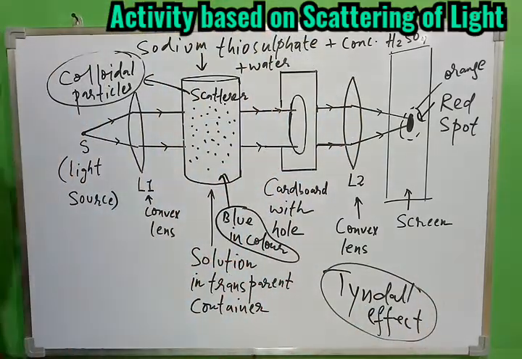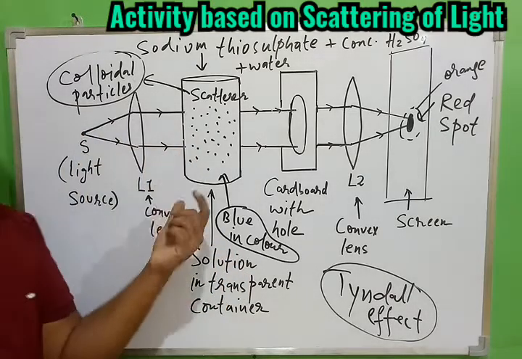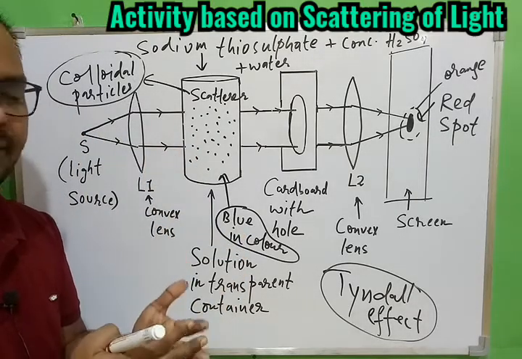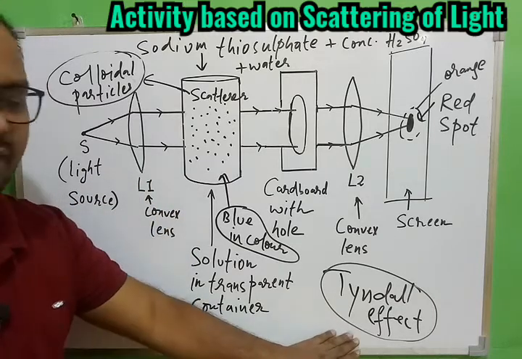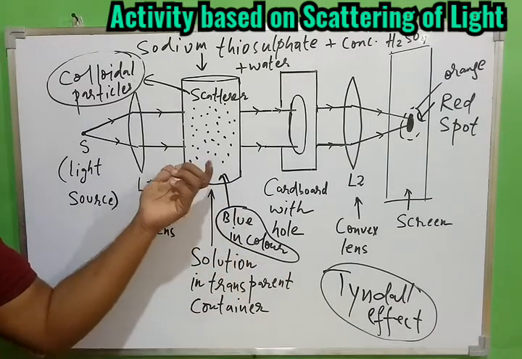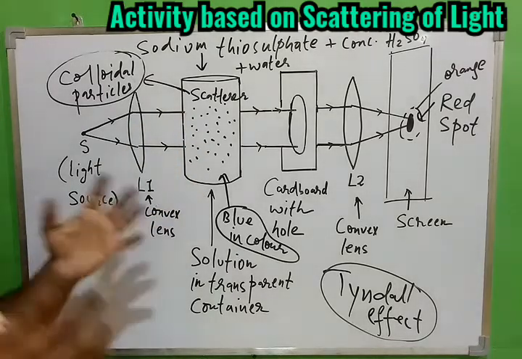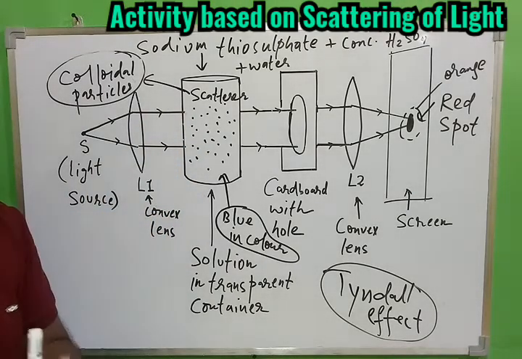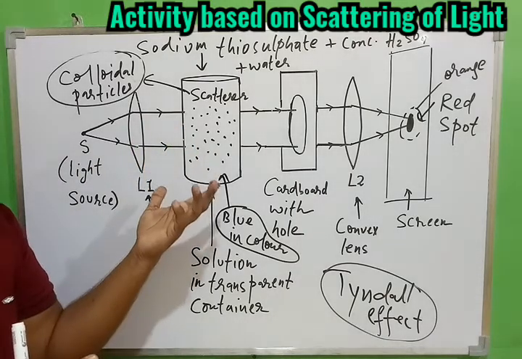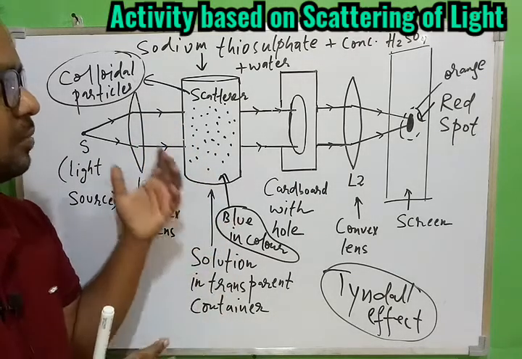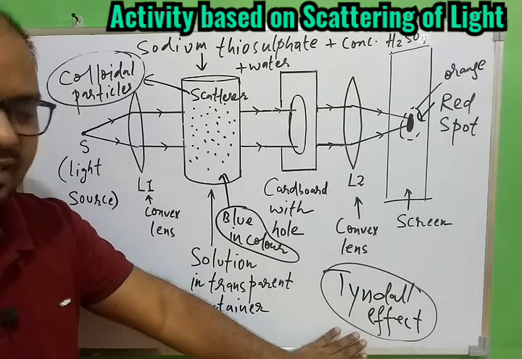You have already done this in class 9: if the light is allowed to pass through the colloidal solution, then the path of the ray of light becomes visible to you, and that phenomenon or concept is given the name Tyndall effect. So we can say the Tyndall effect will take place in the container within the solution, and that Tyndall effect is possible only because of scattering of light. So when the light is passing through the colloidal solution, the scattering of light will take place, and because of that you are able to see the path of the ray of light, and that is nothing but the Tyndall effect.